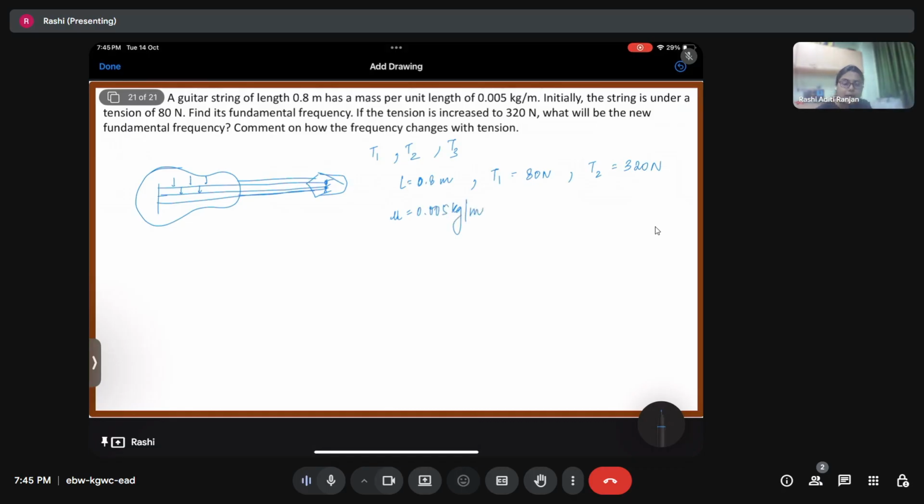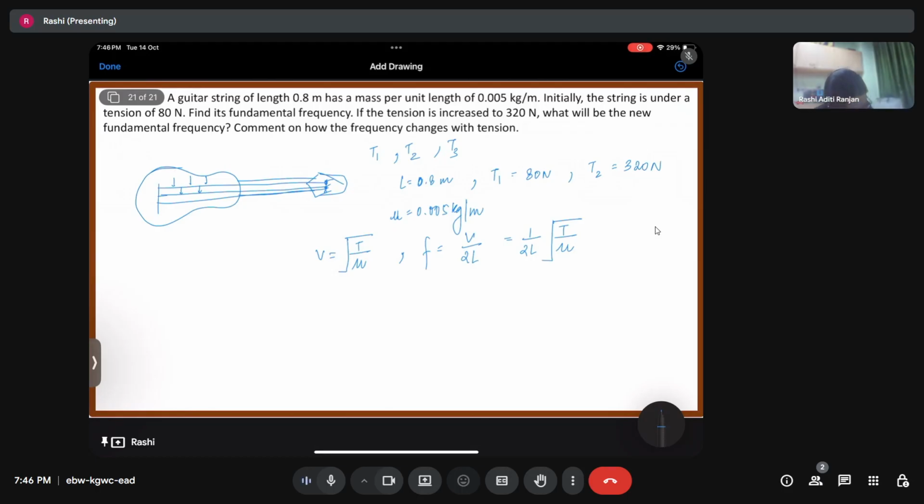Okay, and yeah, these are the things that we have. So if you remember that we had an expression in the previous question for the wave velocity. How are we going to use the wave velocity? So the wave velocity was under root of T by mu. Okay, and then the frequency is given as wave velocity by 2 times of L, which is nothing but 1 by 2L under root of T by mu.